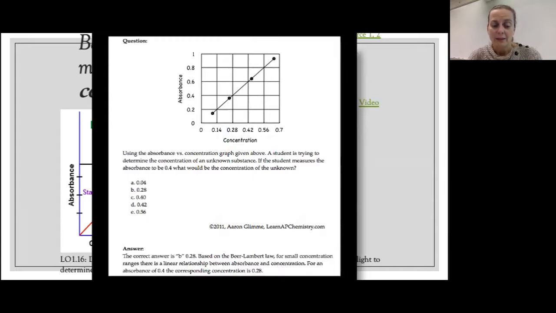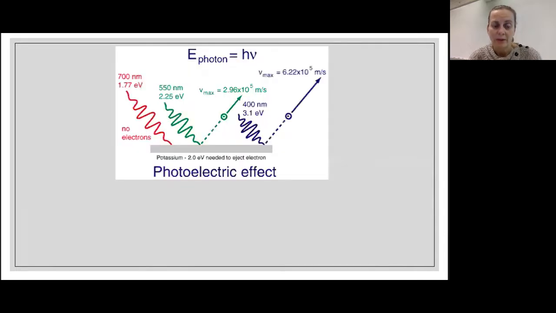Okay, one last topic, and this is the idea of the photoelectric effect. So the photoelectric effect, you might remember from honors chemistry, is the idea that when light shines on a surface, particularly on a metallic surface, at times an electron can be ejected from that surface. And we can measure the speed of that electron, and therefore we can determine the energy of that electron.